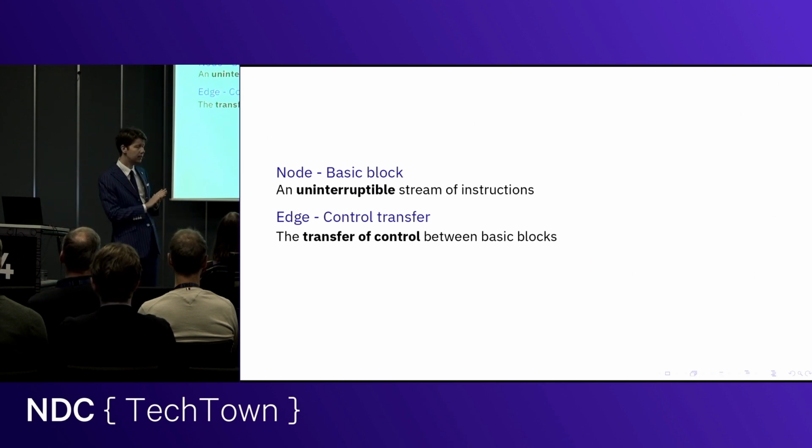They're called basic blocks. I might use these terms interchangeably. And a basic block is just an uninterruptible stream of instructions. It's really what it is. So if you enter the basic block, you are going to execute all of those instructions, until you reach the end of the basic block, at which point there will be a decision on what to do next. And your edges represent the control, the transfer of control between basic blocks.